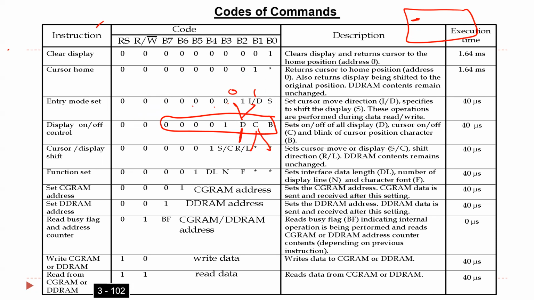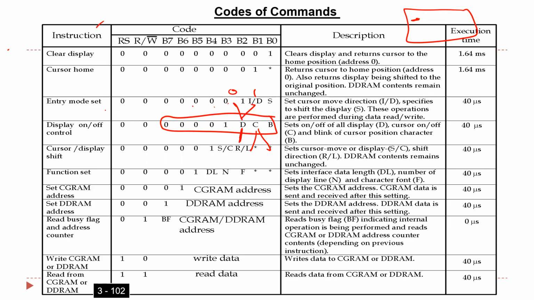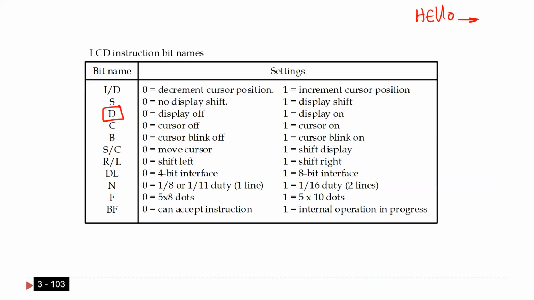So let me teach you them. Every bit is going to do something different. So let's go through them. As you see here, guys, D, which is this bit here. This bit is going to be used if you want to turn the LCD on or off. Okay, this bit.